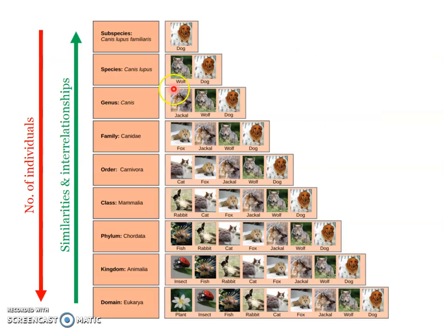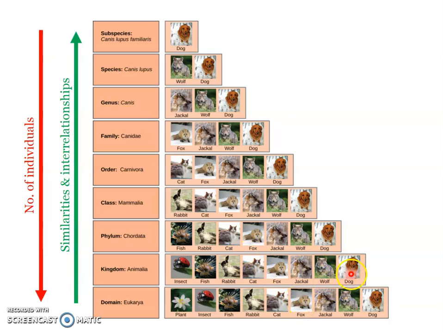Now we'll name that. When it is only dog, it is Canis lupus familiaris. Dogs and wolves share the species name Canis lupus, right? And downward, the jackal can also be included in the genus Canis. It will be easy if we come from downward.